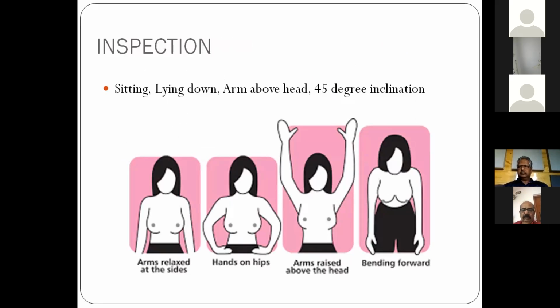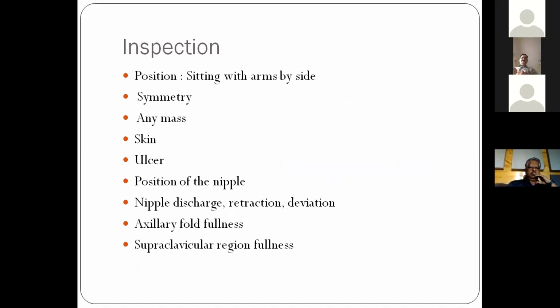Examination, again, includes inspection and palpation. To start with, inspection in breast is done in 4 different positions. There are various reasons why we do that. It is done first in the sitting position with arms by the side, then lying down position, hands on the hips, and hands up over the head, and with 45-degree inclining, bending forward position. So these are the positions where you're going to do your inspection. Inspection, we know, means that you are going to clinically examine the patient without touching the patient.